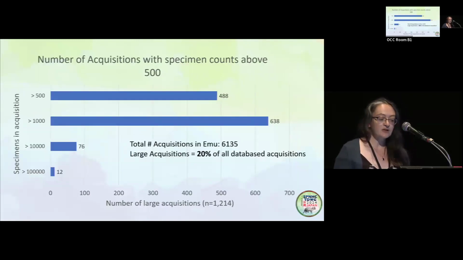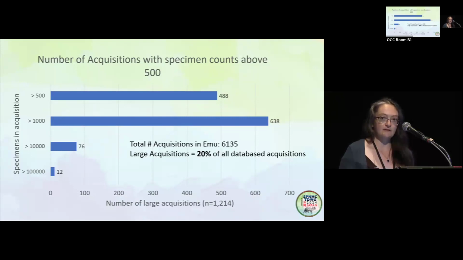Our average entomology acquisition involves over 100 specimens. And when I reviewed all the entomology records from 1990 to this year, I found that 20% of the acquisitions received contained more than 500 specimens, and nearly 10% of them contained between 1,000 and 10,000. And that also means that over a 35-year period, the department was handling an average of 35 of those large donations a year.